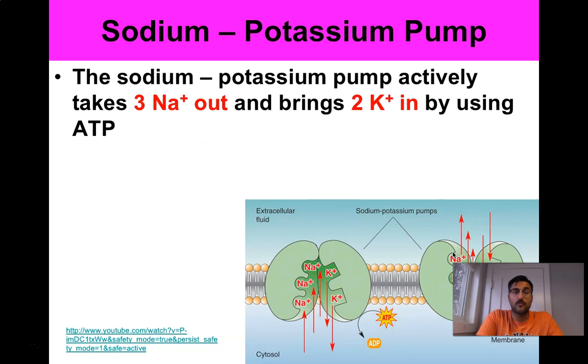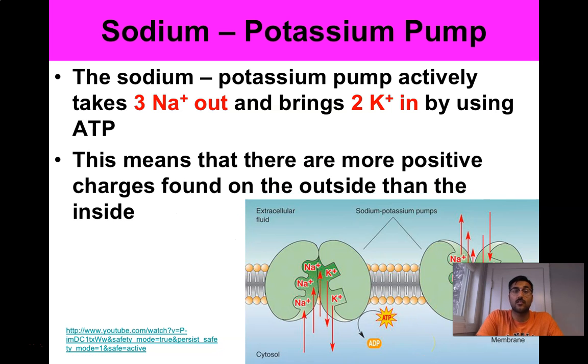So here's a little bit more information on the sodium-potassium pump. It's active transport. It carries 3 sodium out for every 2 potassium it brings back in to the membrane when it's trying to bring the membrane back to rest. So this means that there are more positive charges found on the outside than on the inside.